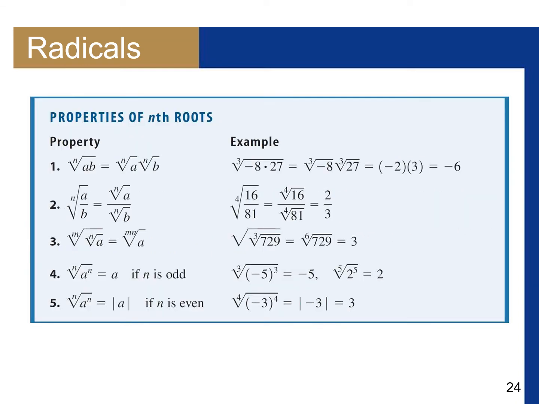Here are some properties. Now you'll notice these properties are very similar to the properties of exponents, and that's because roots are actually exponents. So here I have AB all under the nth root, which means you'll take the nth root of A and the nth root of B. So here are some examples over here. It shows you how you can break this up to solve it.